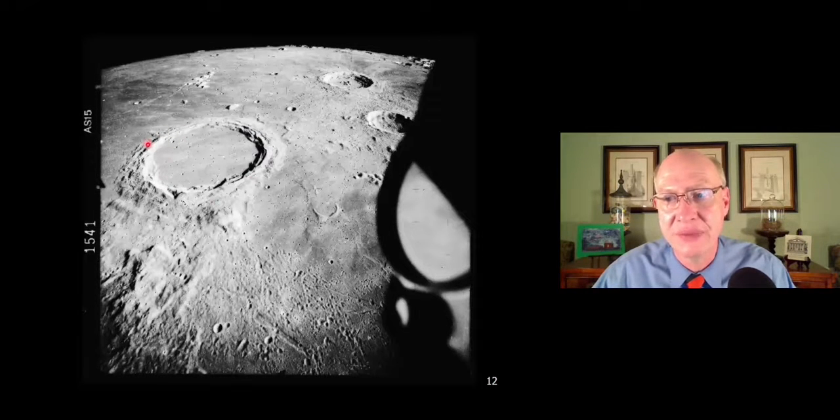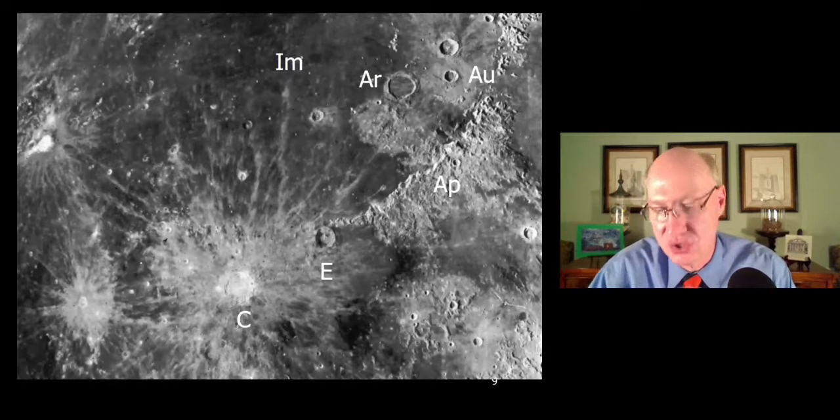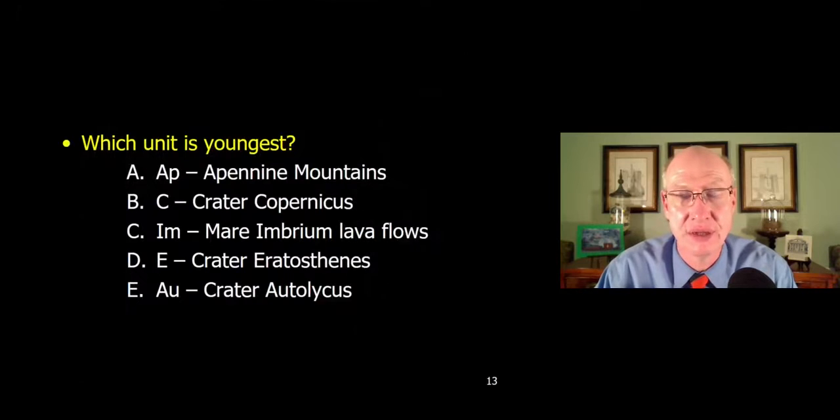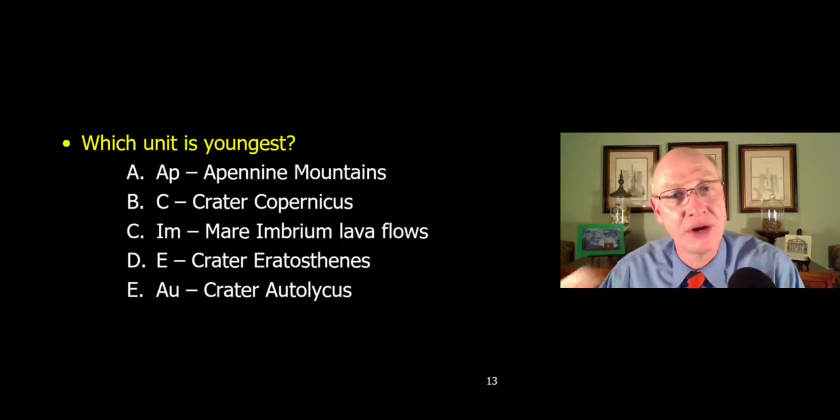So that is Archimedes. What I want you to do is look at these layers, and I want you to go to Learning Catalytics right now and answer this question. Which of these features is the youngest? Which one is the youngest? Is it the Apennine Mountains? Is it the crater Copernicus? Is it the Mare Imbrium lava flows? Is it the crater Eratosthenes or the crater Autolycus?